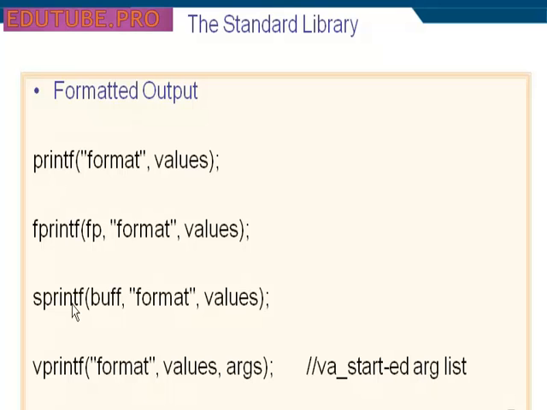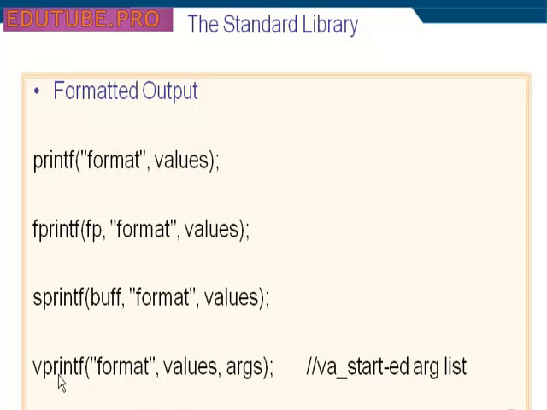Here's an sprintf, and that's a string printf. What that's going to do is take the format string and the values, tack the values into the format string, and put them into the buffer. And this string has to be big enough to hold this format with all of the data in it and an extra null at the end. So that's going to be a pointer to a character array, a string buffer basically, so that sprintf can put information into it.